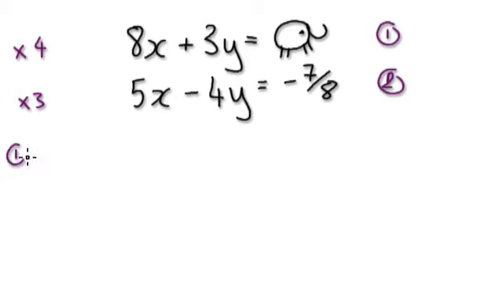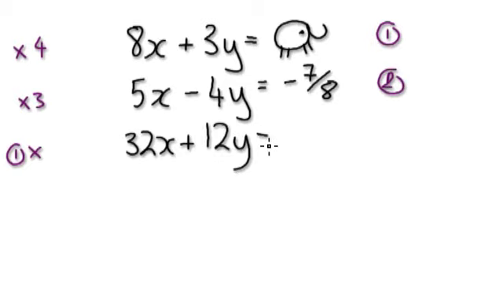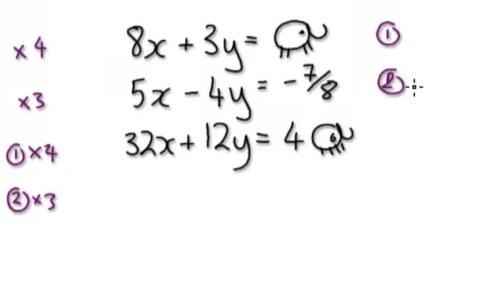Let's multiply equation 1, multiply everything by 4. So this would be 32x plus 12y, and then you're going to have 4 elephants. Okay, 4 elephants. And then multiply equation 2, multiply everything by 3. So with equation 2 here, multiply everything by 3.